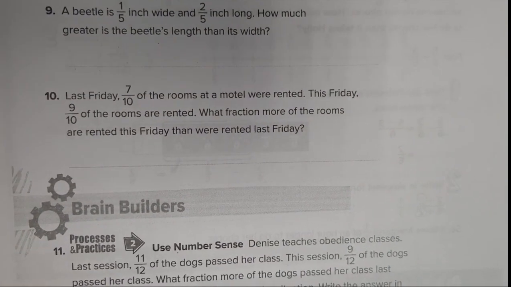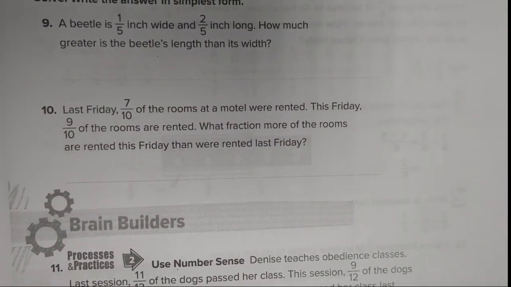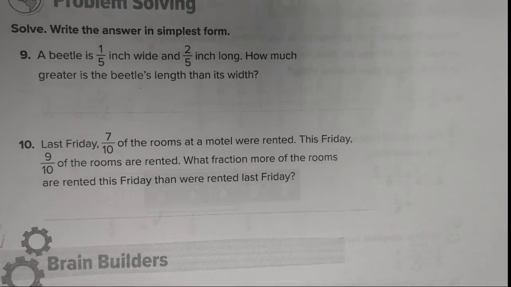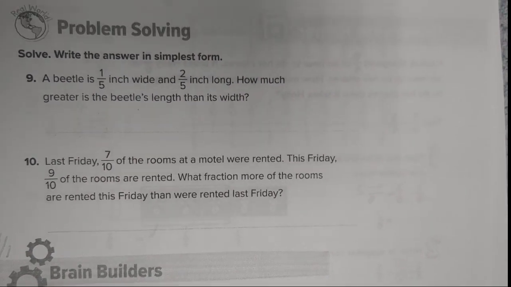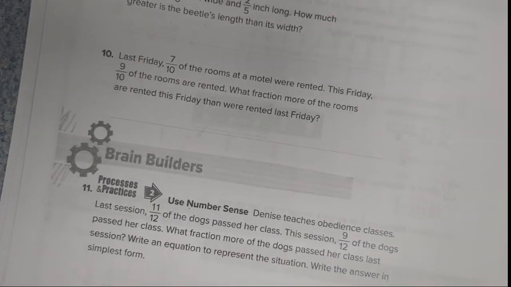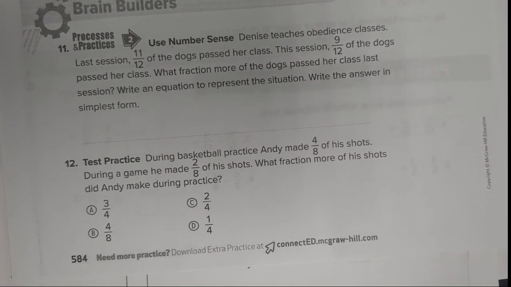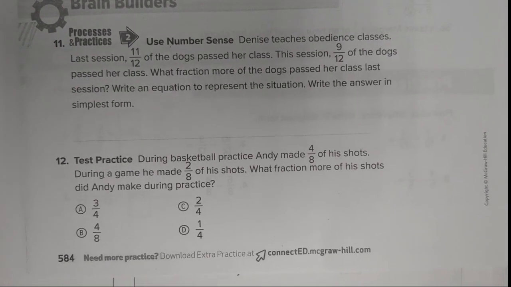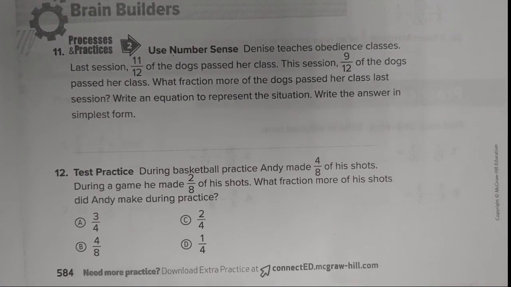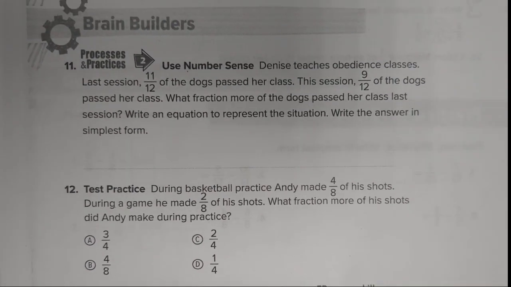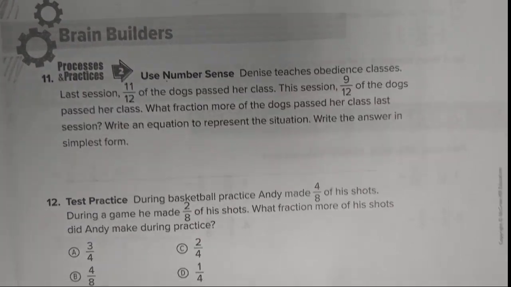Last Friday, 7/10 of the rooms at the motel were rented. This Friday, 9/10 of the rooms are rented. What fraction more of the rooms are rented this Friday than were rented last Friday? Denise teaches obedience classes. Last session, 11/12 of the dogs passed her class. This session, 9/10 of the dogs passed her class. What fraction of the dogs passed her class last session? Write an equation to represent the situation. Write the answer in simplest form.